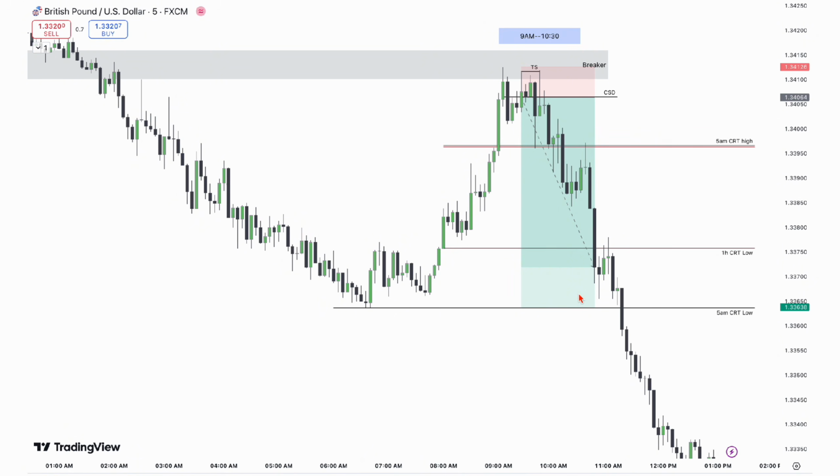If you miss the first entry, or if you're a beginner trader, then you have to enter after the second candle of lower time frame CRT candle closes, and enter above or below the opening of the third candle of lower time frame CRT.